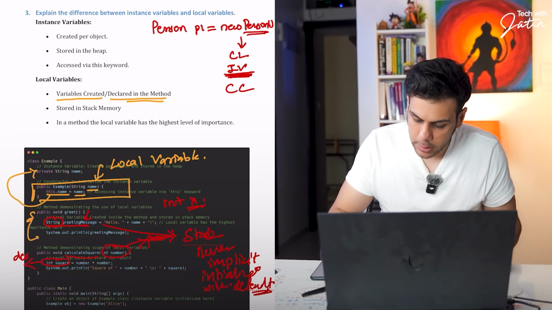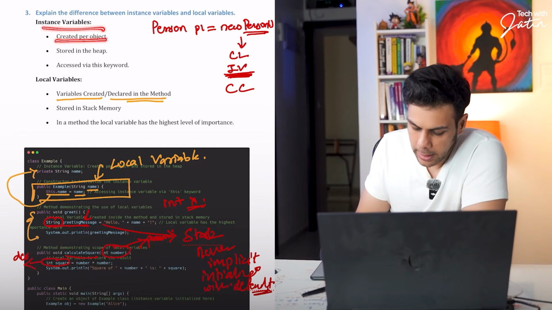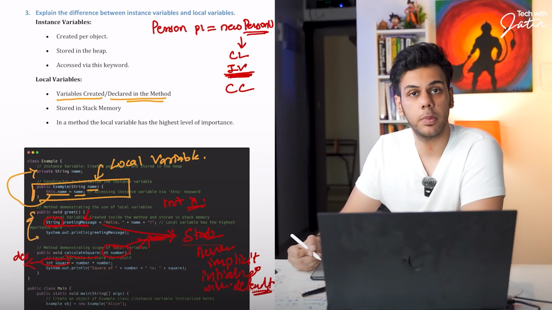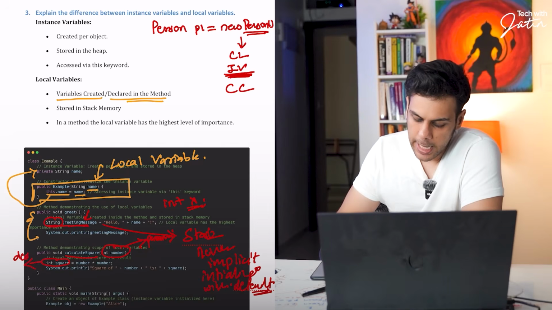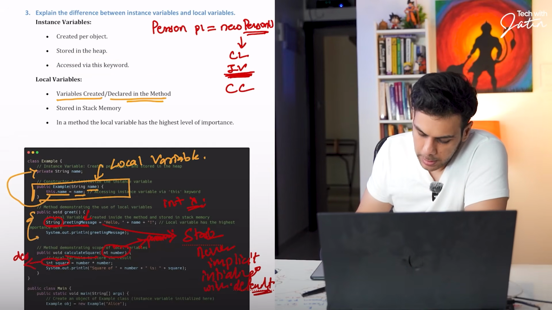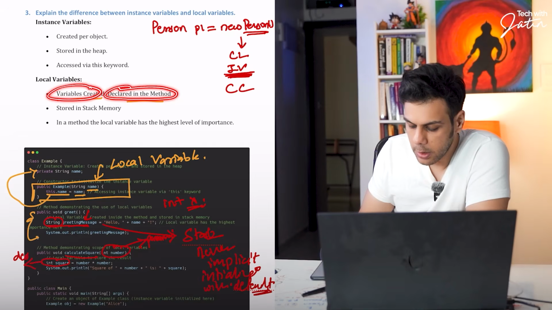I'll read it for you guys quickly. Instance variables are going to be created for every object. Whenever you create an object, instance variables will be created. They are going to be stored inside the heap memory, and they can be accessed with the help of the this keyword. Now, what are local variables? Variables which are created or declared within a method are called local variables.